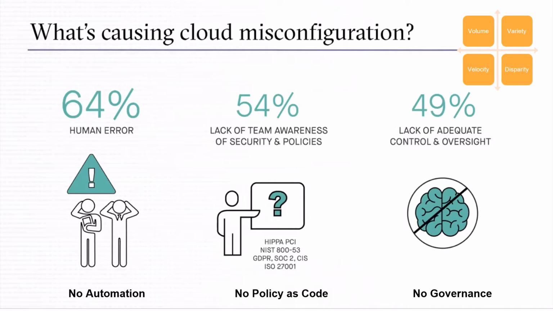What's causing these misconfigurations? Keep in mind that cloud has lots of volume, velocity, and variety of data, and it's also disparate. The data is all over the place. So all of that combined with these three areas of lack of adequate controls and oversight, you're going to have these kinds of misconfigurations, vulnerabilities, and so on. And really, that's because of lack of governance. There's very little of it, or there's no governance at all in place. So that's the business case for governance.